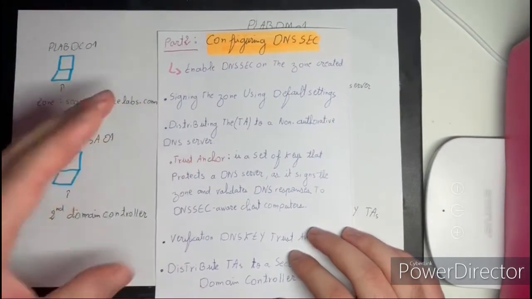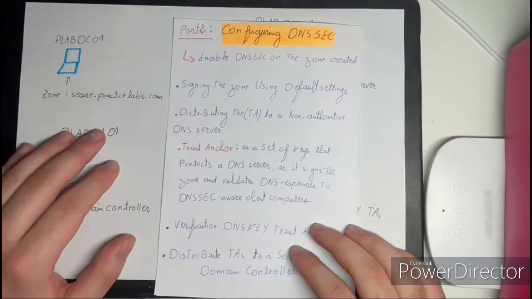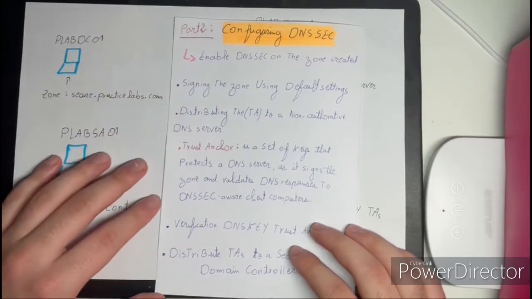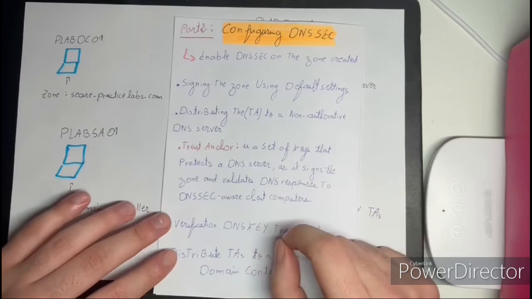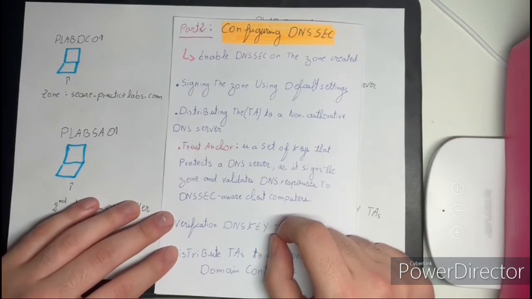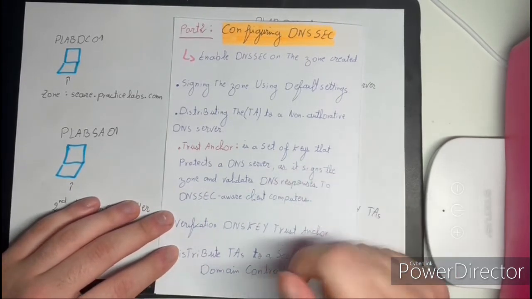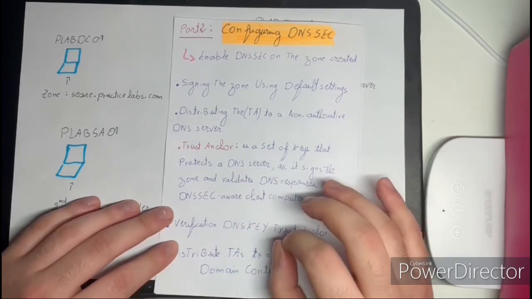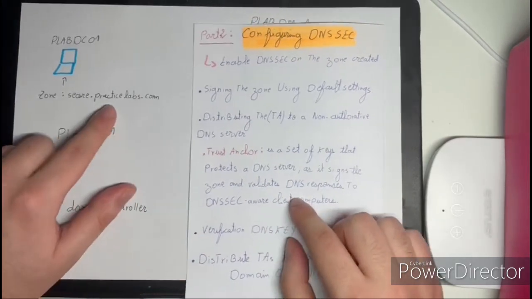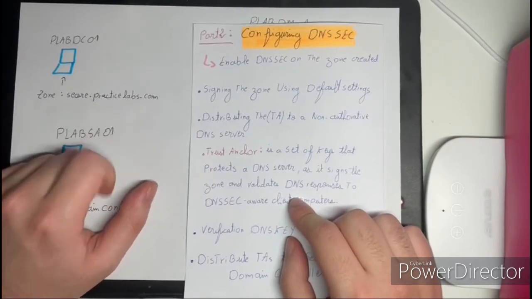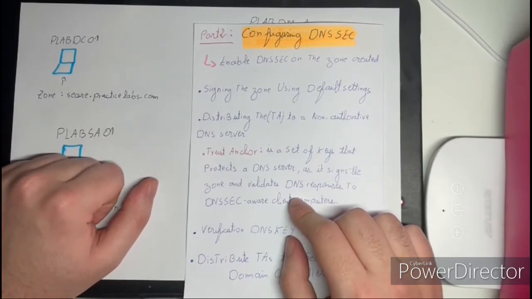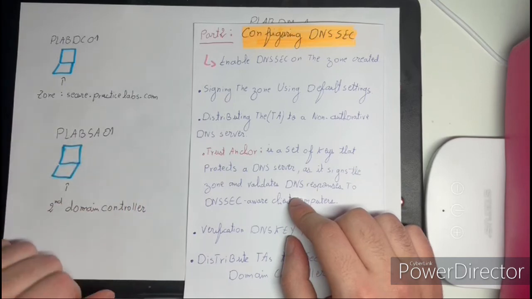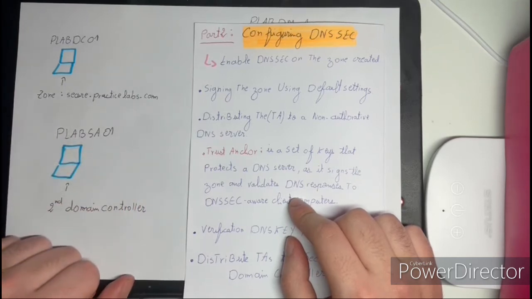It's an easy and straightforward process using the DNS manager, as most of the important settings for signing the zone are provided by the DNSSEC wizard. In this part, we'll enable DNSSEC on the securepracticelabs.com zone and distribute the keys with the use of trust anchors among servers.